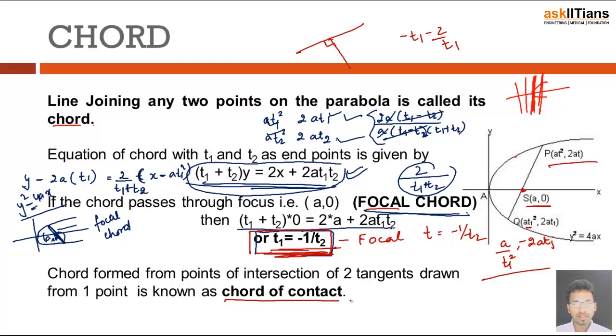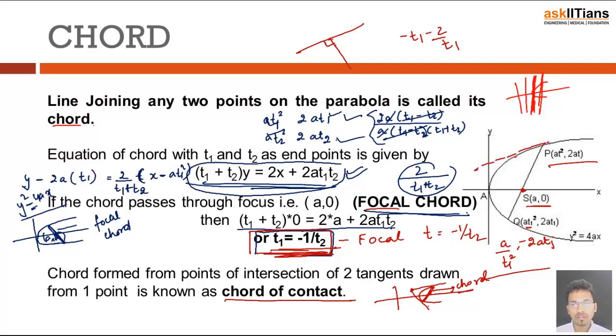Again we can see another term here which is known as chord of contact. What is that? From any external point, if we draw 2 tangents to a parabola, and we join the 2 points of contact, this is known as the chord of contact. So basically, from any chord you can draw 2 tangents. Why?